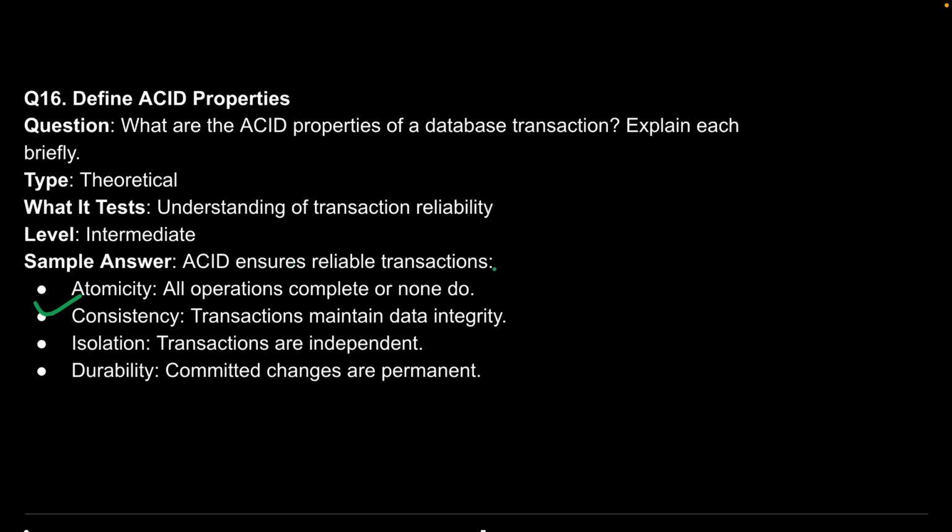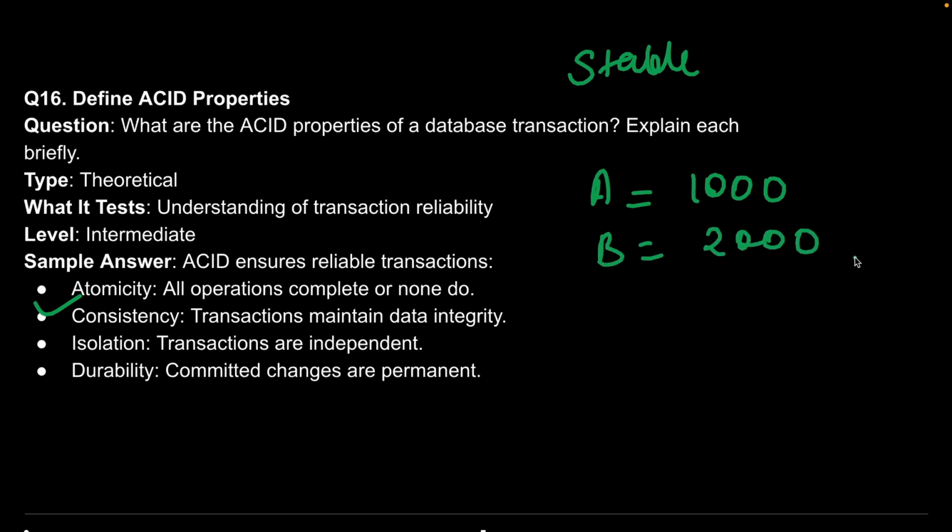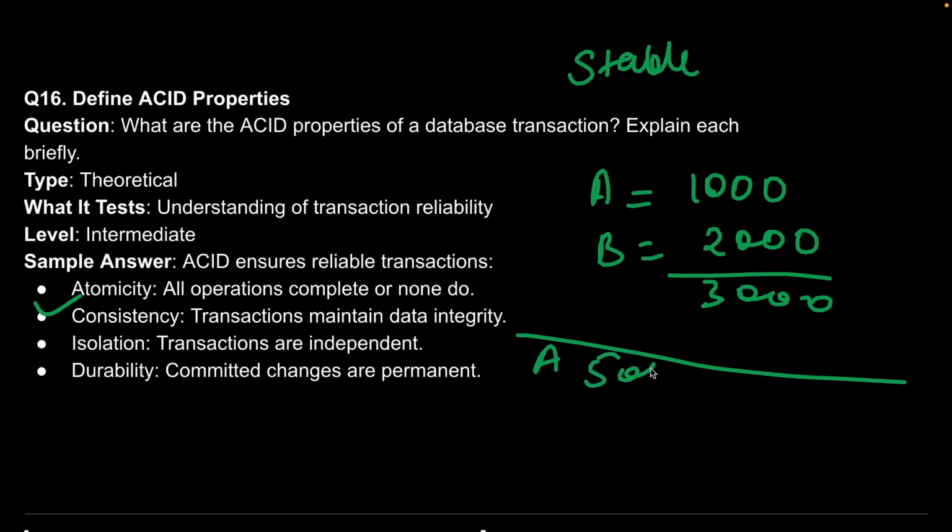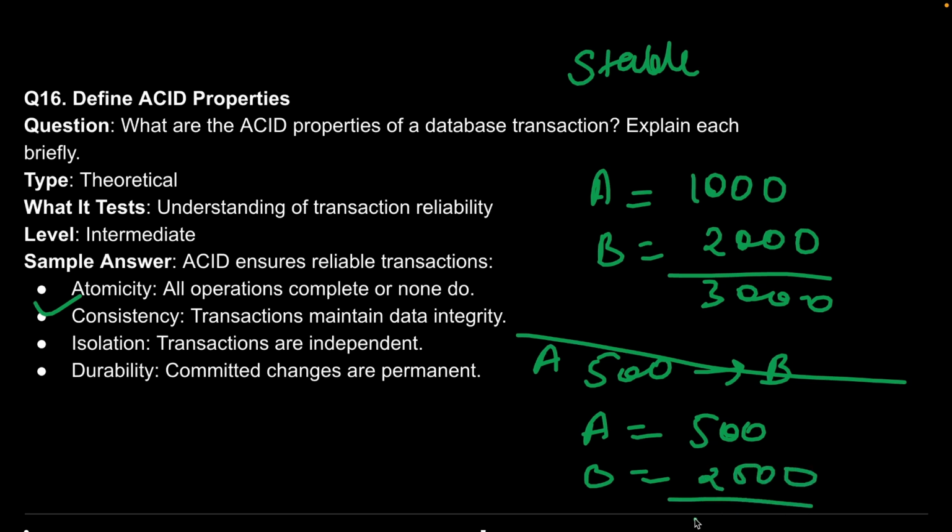Consistency says the transactions maintain data integrity. It means, let's suppose, it's talking about the stable states. Basically the stable state. Let's suppose A is having 1,000 rupees and B is having 2,000 rupees. Their total is 3,000. Now a transaction happened and A transferred 500 to B. So what will be A's value? A's value will be 500 and B's value will be 2,500, and their sum will be 3,000.